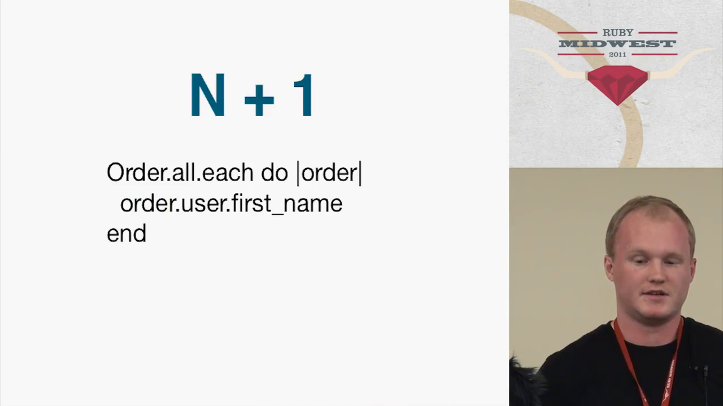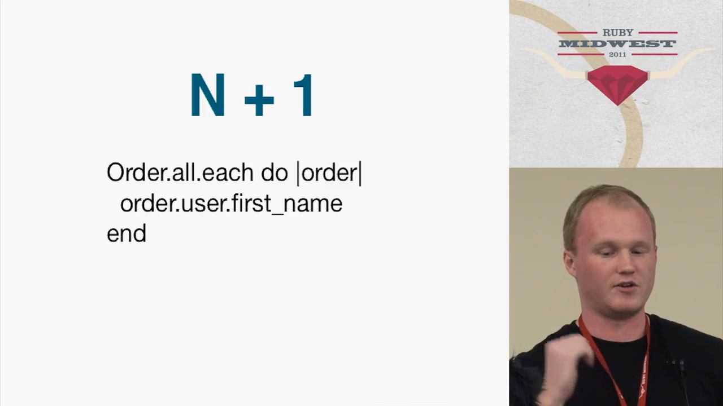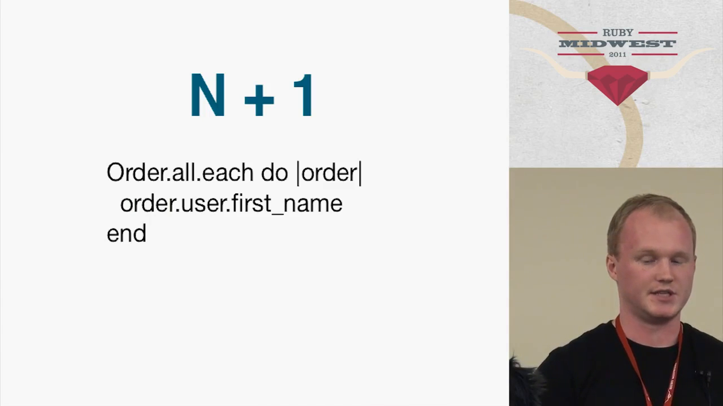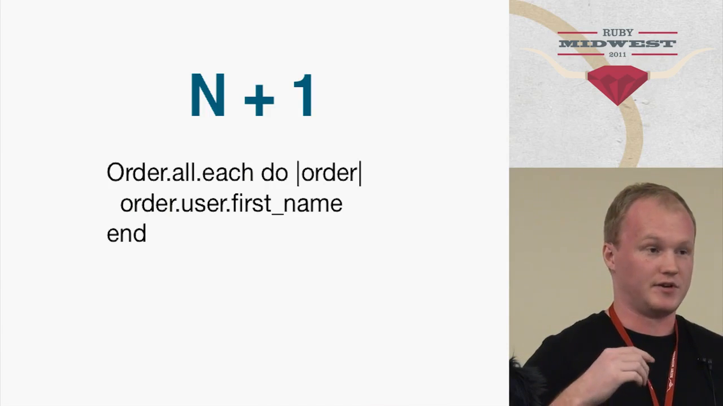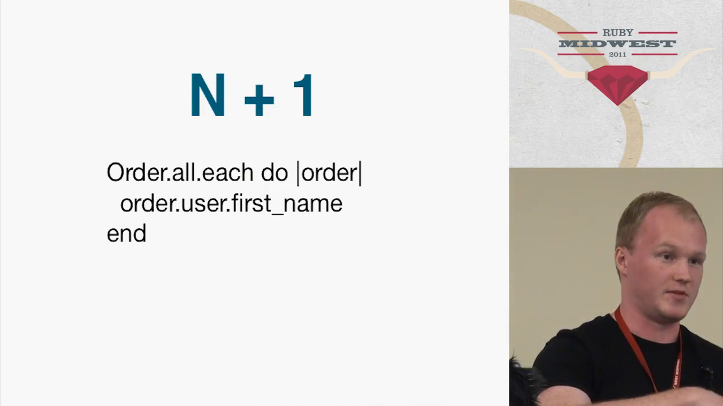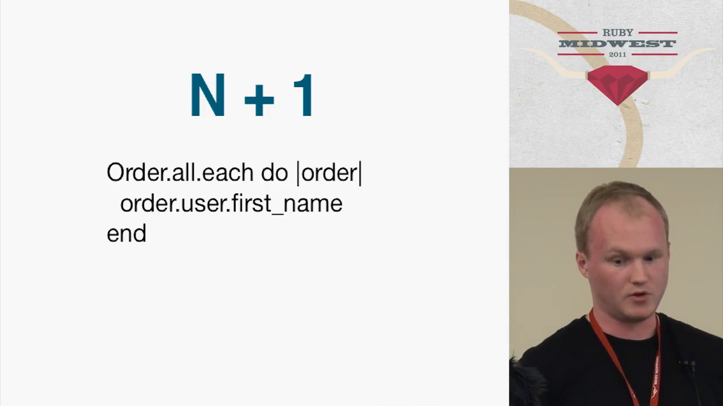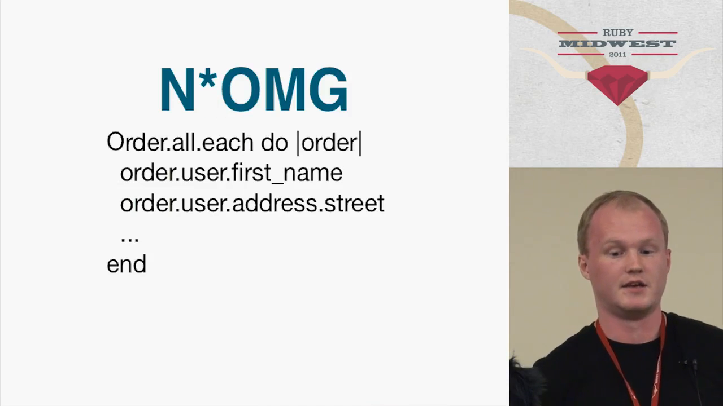N+1 queries. So we're using our same example. We're iterating over all of our orders, and then for every order, we're going into the user association and grabbing first name. So this means that we're going to be having an extra database call for every time we hit user. This is normally pretty bad, and it can cascade really fast.